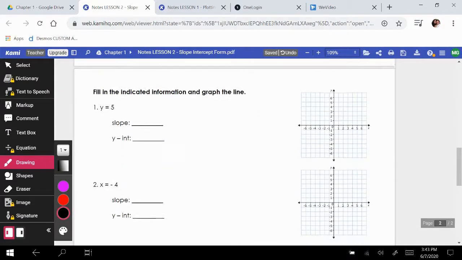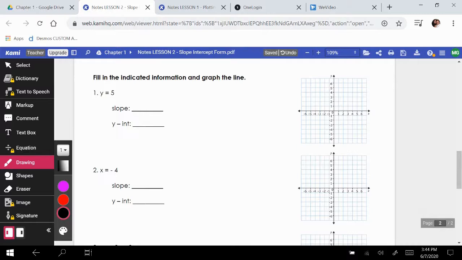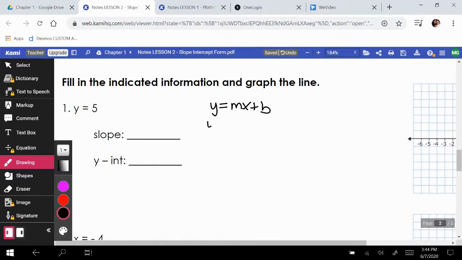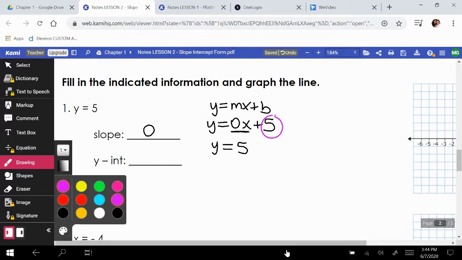Fill in the indicated information and graph the line. Okay, in this case, we have y equals 5. Remember, we have y equals mx plus b. Another way to write this would be y equals 0x plus 5, right? 0 times anything is just 0. So really, this would be equivalent to y equals 5. So what is my slope in this case? My slope is 0, and what is my y-intercept? My y-intercept, or my b value, would end up being 5.